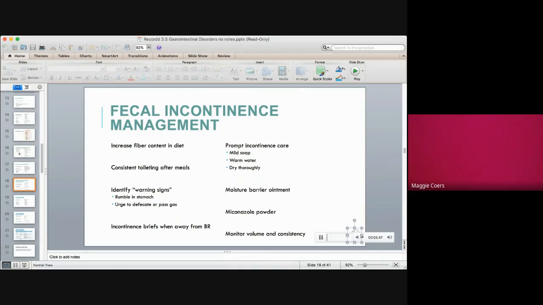To manage fecal incontinence, the first thing that we do is to gradually increase fiber. Fiber really has a lot of uses in the GI tract. It helps form the stool, so that the stool is harder, and it's harder to just kind of leak out of the rectum. Also, the best time to have a bowel movement is after meals, so we can take the patient to the bathroom after meals to reduce incontinence issues. We can help the patient identify triggers or warning signs of an incontinence episode.